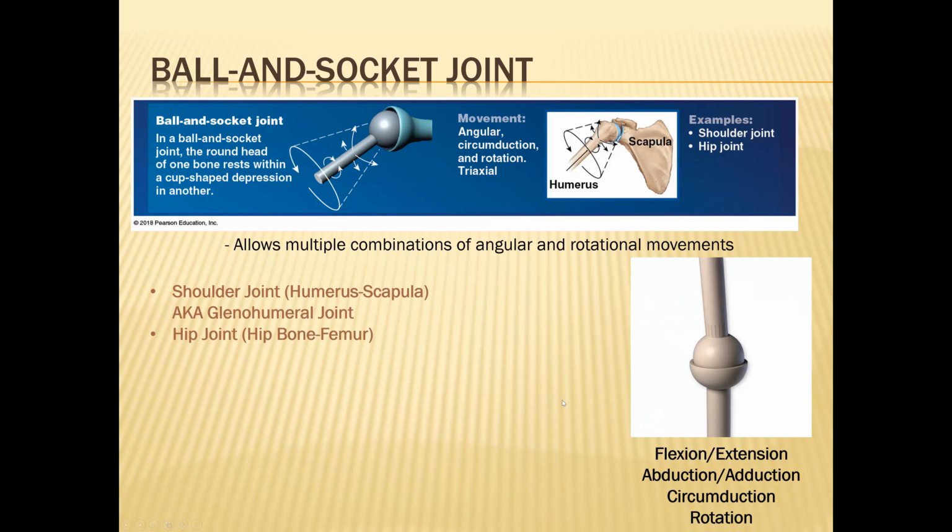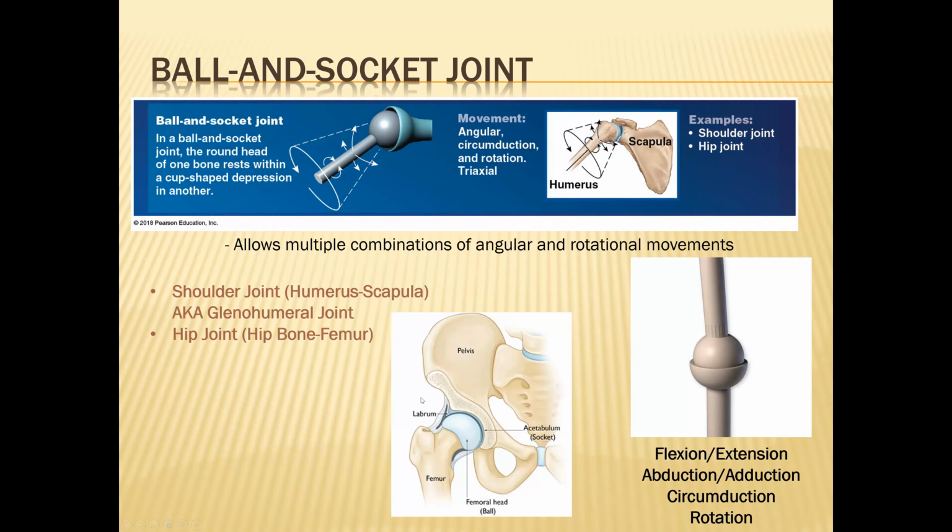So you only have two ball and socket joints. You have it at your shoulder joint, which is also known as your glenohumeral joint, and this is between your humerus and your scapula. And then your hip joint, between your hip bone and your femur. And if you remember from chapter 8, your femur has this nice round head on it that fits into the acetabulum on the hip bone. So two types of ball and socket joints, your hip and your shoulder.